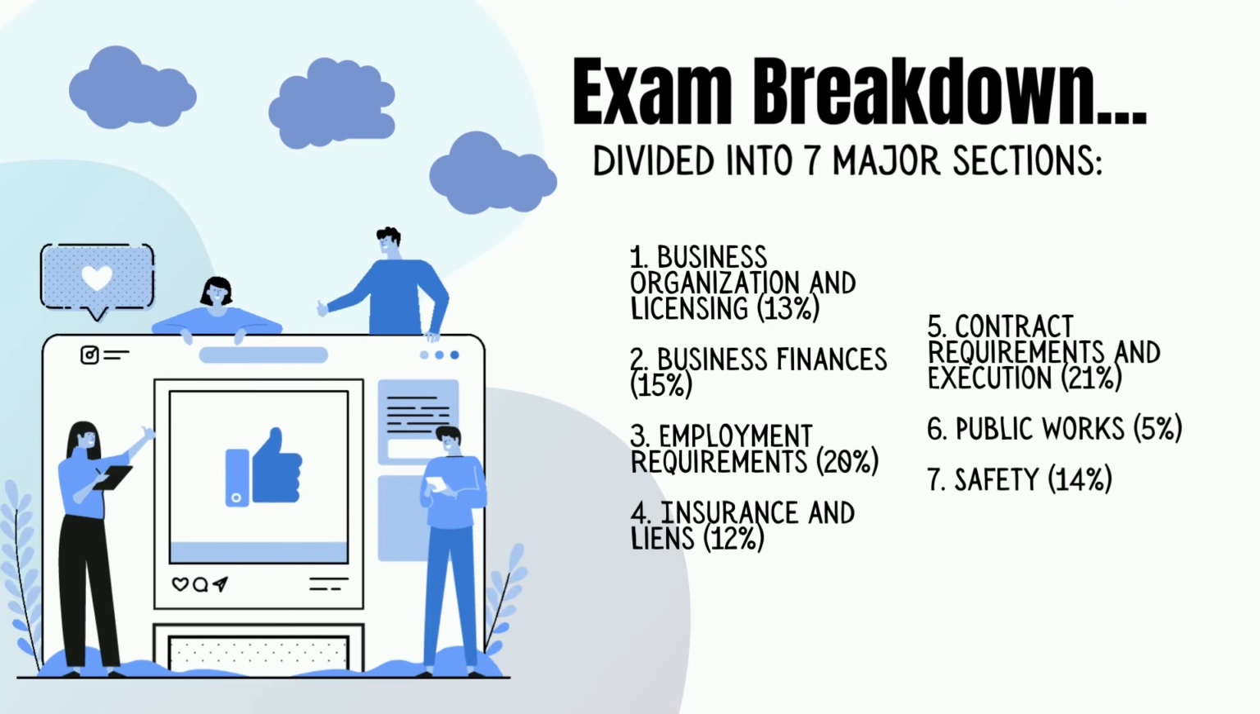Let's take a look at the exam and the way it's broken down. It's divided into 7 major sections. Business organization and licensing is 13%. Business finances, 15%, employment requirements 20%, insurance and liens 12%, contract requirements and execution 21%, public works 5%, and safety questions coming in at 14%.